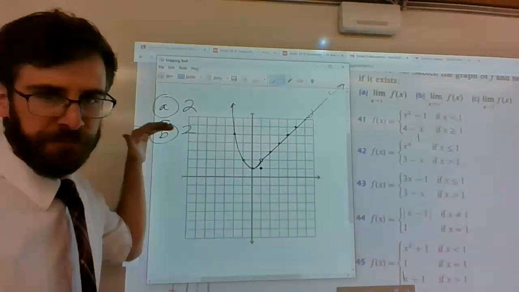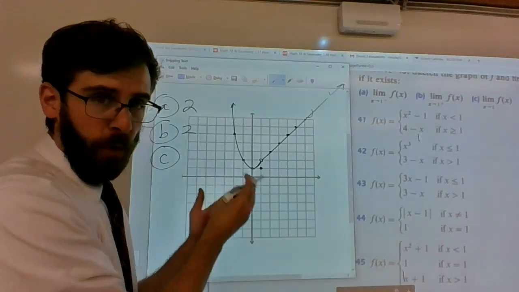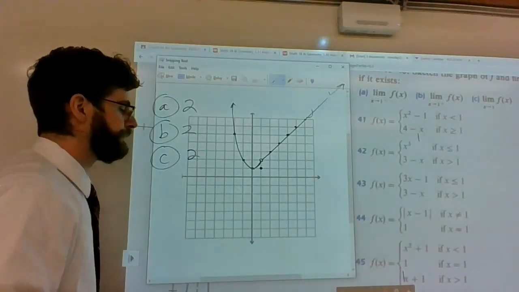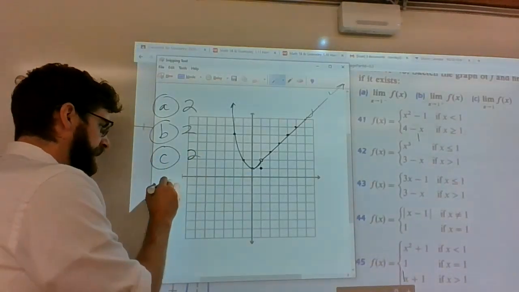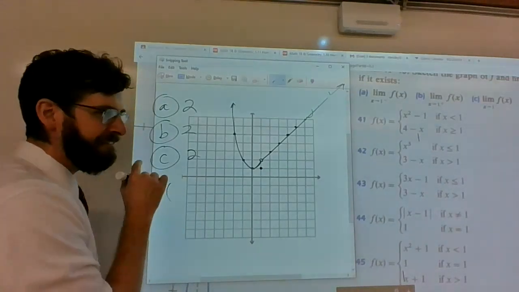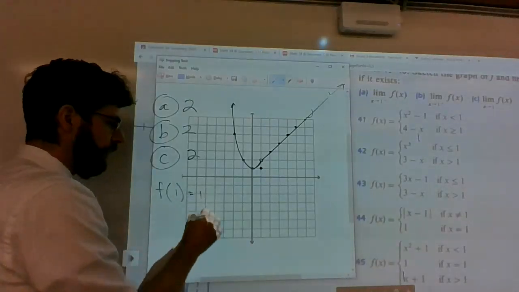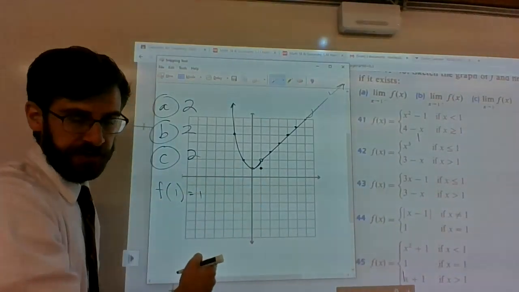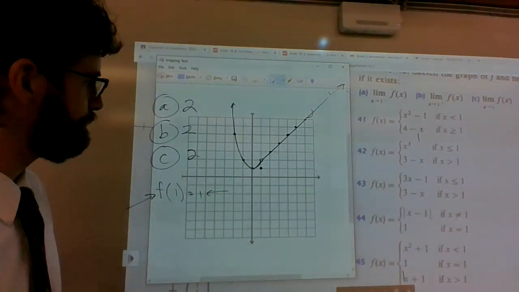So when the limit from the left equals the limit from the right, the limit at that particular point, x equals 1, is supposed to be 2. And I think I said it in the previous video. The function's value at x equals 1 is equal to 1. That's what this dot does for us. It tells us what the function's actual value is at that point.